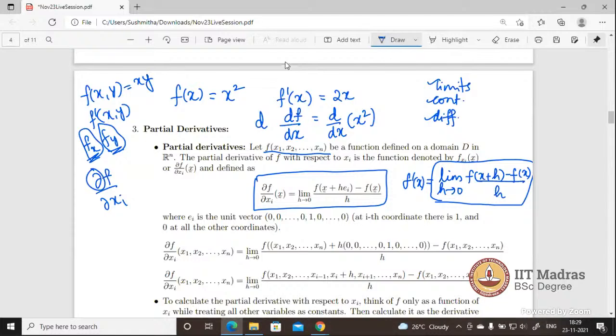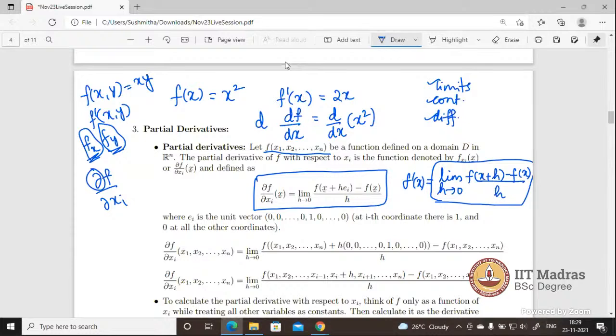So if I want to find the partial derivative with respect to x1, what should I do? So you have to add e1, h e1. So it will be h, 0, 0, 0, right? The first component alone will be 1. Every other component is 0. So I'll have this vector.